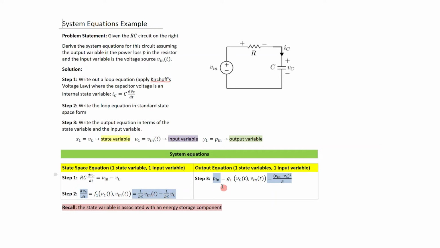Step 3 is for the output power. The output power would be the voltage across the resistor squared divided by the resistance. So that would be V in minus V of C, squared, over R. And so, yes, this is a function of the state variable and also a function of the input variable. So more or less, we now have set everything up so that we could move to the next step, which is to determine the small signal model for this system. Just recall that the state variable is associated with an energy storage component, and so you'll notice V of C relates to the voltage across the capacitor.